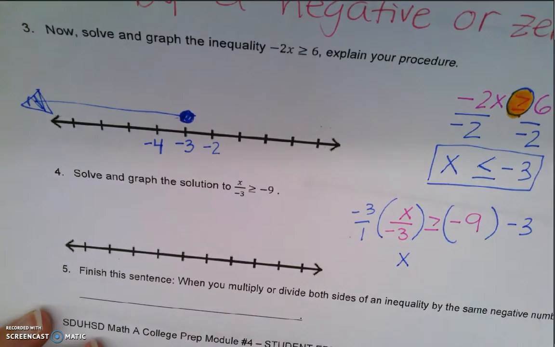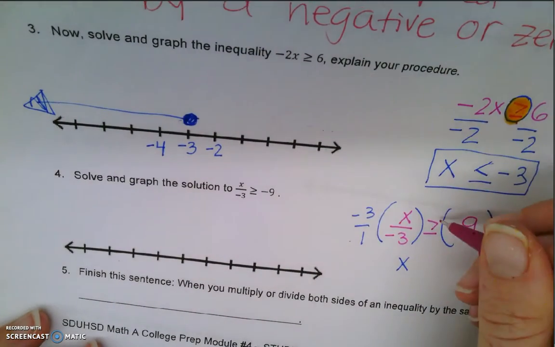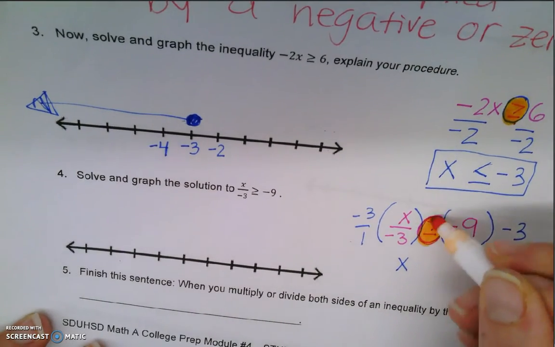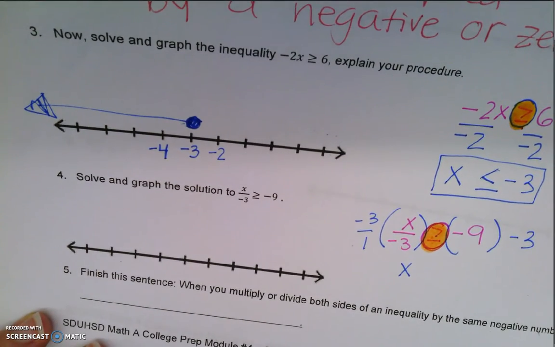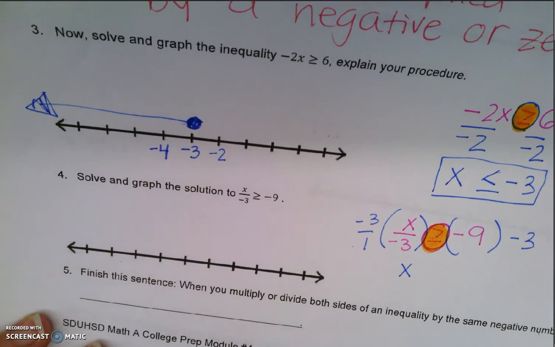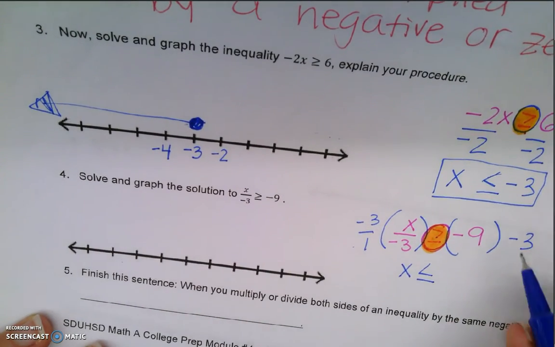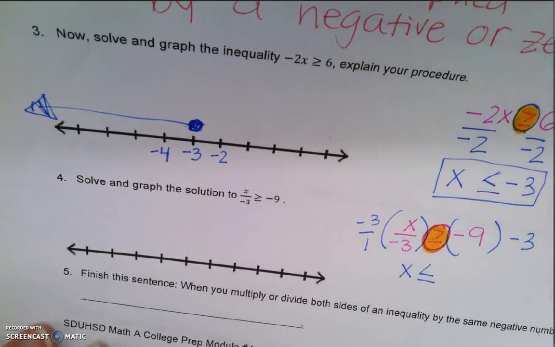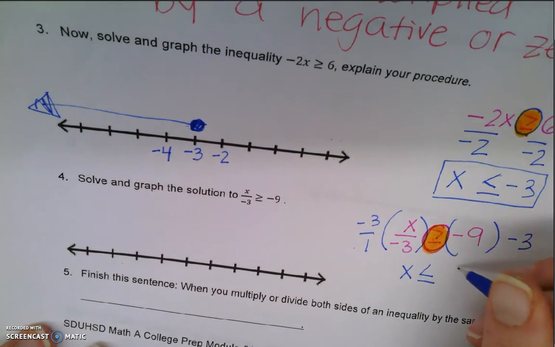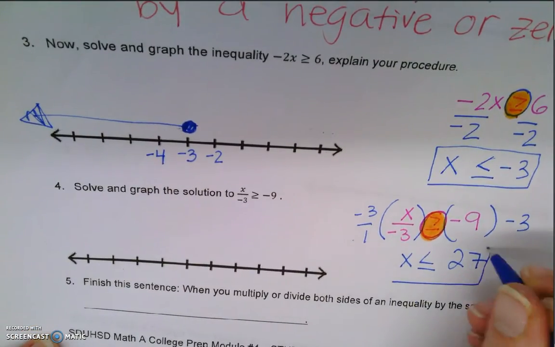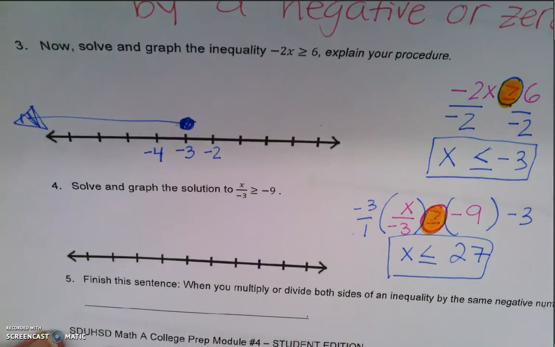x. Oh my gosh, you guys, I'm multiplying by a negative, so I have to circle my inequality symbol so I remember to flip it. Taking the opposite relationship, x is now less than or equal to, and -9 times -3 is a positive 27. Give your answer a box.